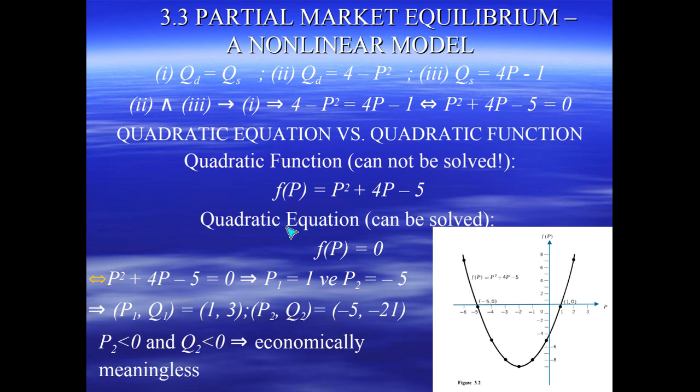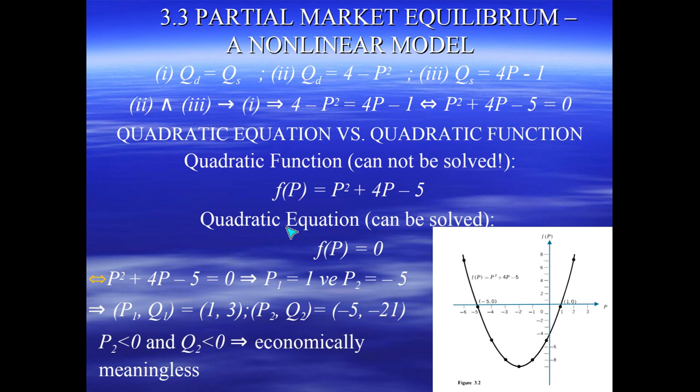The second equation represents the demand behavior, which is QD equals 4 minus P square. You see, this is a square function. It is not linear. The third is the quantity supplied, which is 4P minus 1. This one is linear. Minus 1 plus 4P if you wish. Here minus C is minus 1, since C is 1. You can write it as minus 1 plus 4P or 4P minus 1.